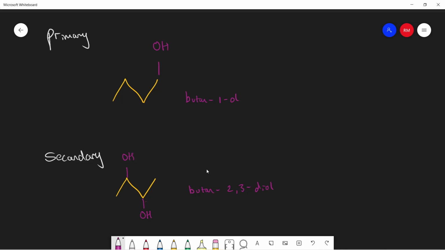And so this would be butane-2,3-diol, or you could simply have this as butan-2-ol, which would be the same as this.